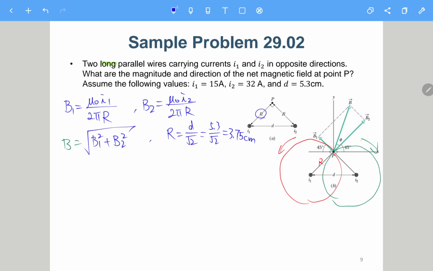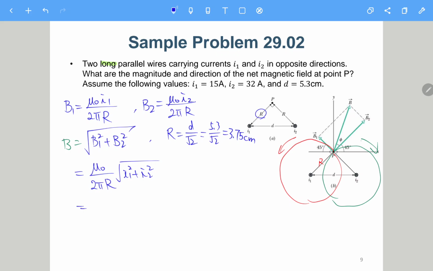So here we can try to calculate the B, which is mu 0 over 2 pi R, times the square root of I1 squared plus I2 squared. Because this term squared and this term squared are added together, and mu 0 over 2 pi R are the common factors, this term will come out, and the remaining term is I1 squared plus I2 squared, and then we take the square root.